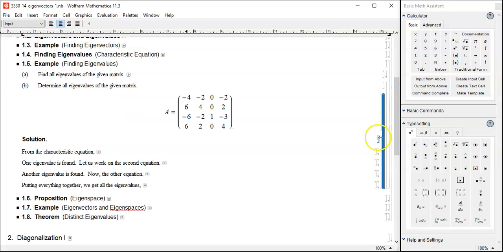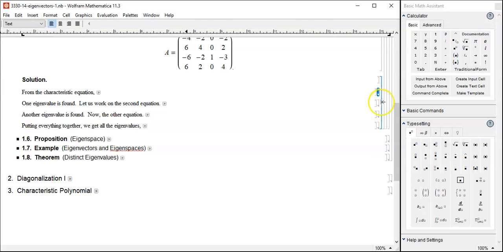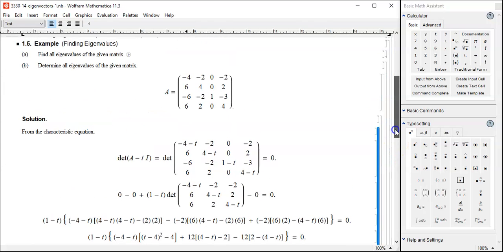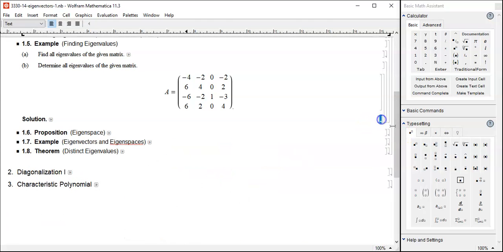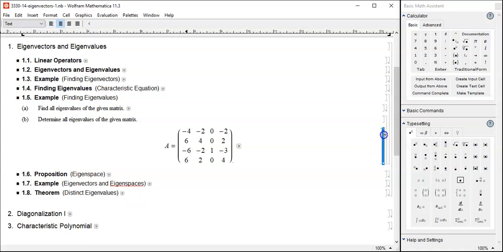This is the 4x4 case, a little bit harder, but the same deal. We have minus t on each diagonal entry, everything else is the same, and then set this determinant equal to 0. That's the characteristic equation. Solve it and you get the characteristic values.